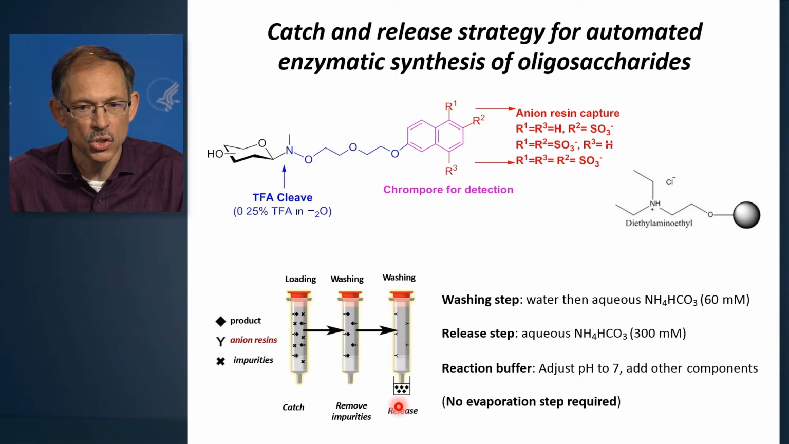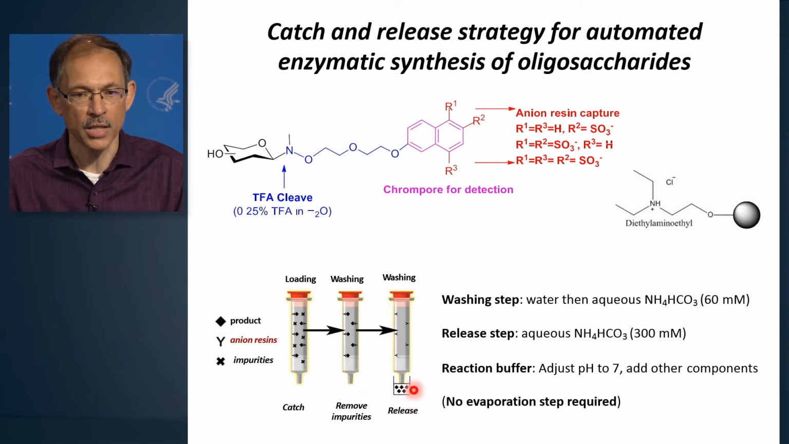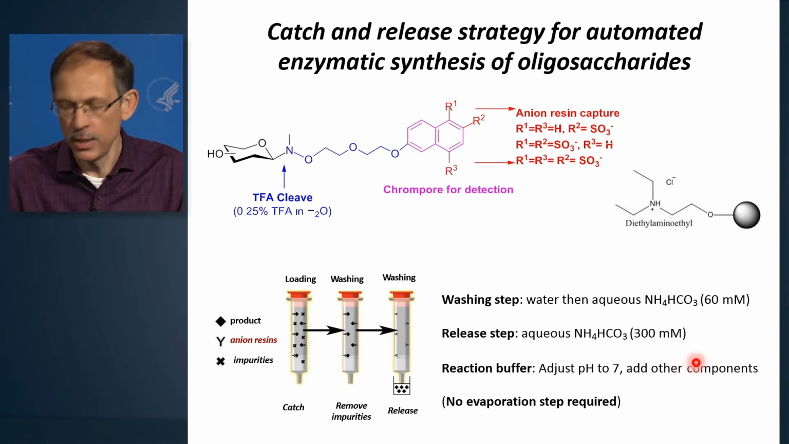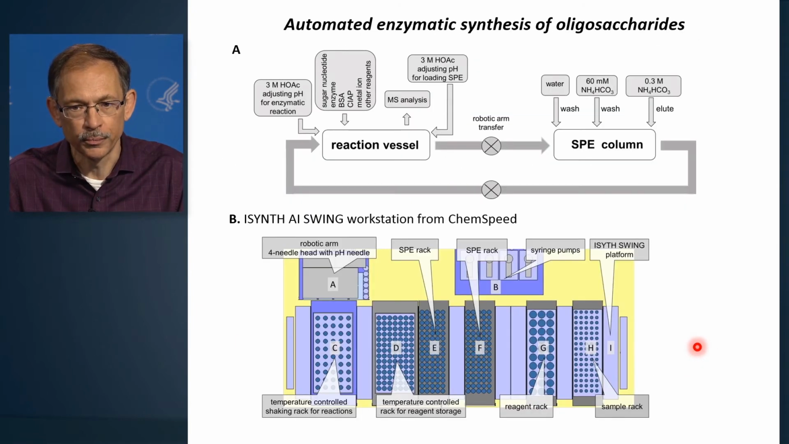We adjust the pH, and then it can go to the next reaction step. So all of this we perform repetitively on a robot. And we used as a robot a commercial liquid handling system that we rebuilt and added components to make this all work. So the workstation is from ChemSpeed.